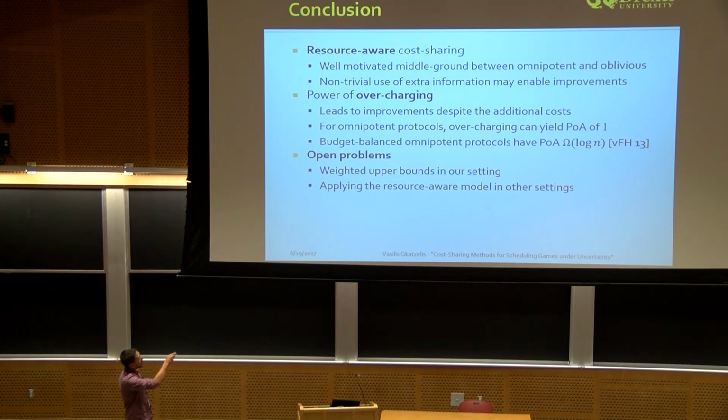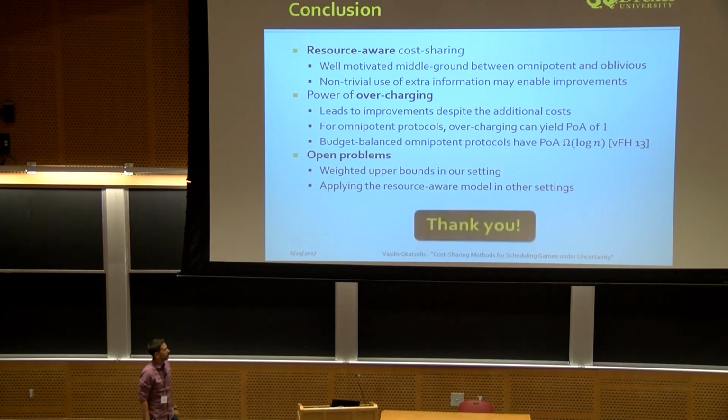One result that I didn't mention, by the way, is that for omnipotent protocols, overcharging can allow us to get a price of anarchy of 1. Whereas if you had to be budget balanced, again from Von Falkenhausen and Harks, we know that logarithm is the best we could ever hope for. In terms of open problems, there are several weighted upper bounds missing from our results that are interesting, but I think even more generally, applying the resource-aware model, the idea that you might not know the participants but you know the machines, you know the system, in other settings is even more interesting and more general. Thank you.